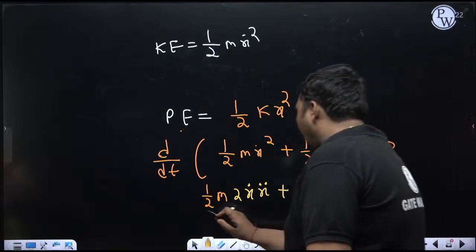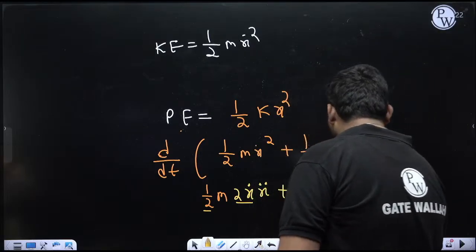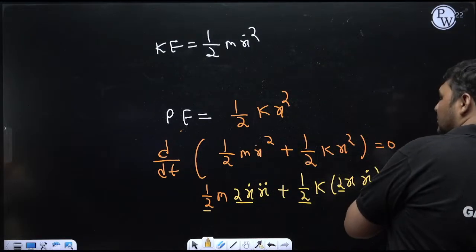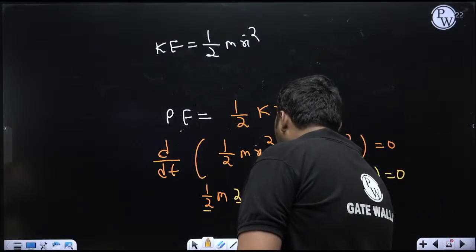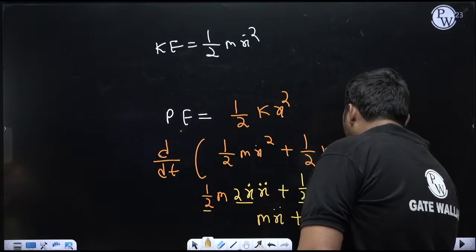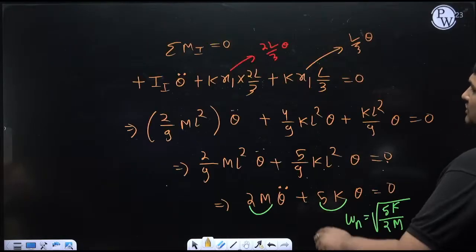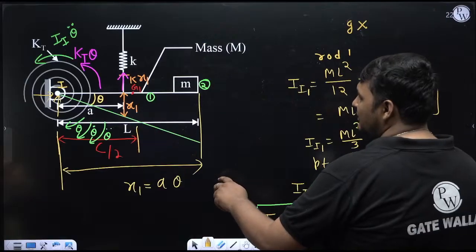Now you can see half is coming common, that will go to this side, it will become 0. 2x dot is coming common, it will go to this side, it will become 0. And apart from this, here m x double dot is remaining, plus here kx is remaining, equal to 0. Now this equation is the same as the one which we had derived by the equilibrium method. Same equation we are getting.